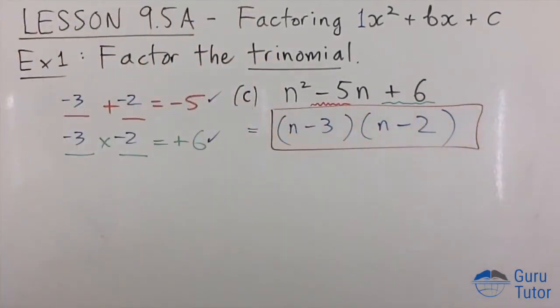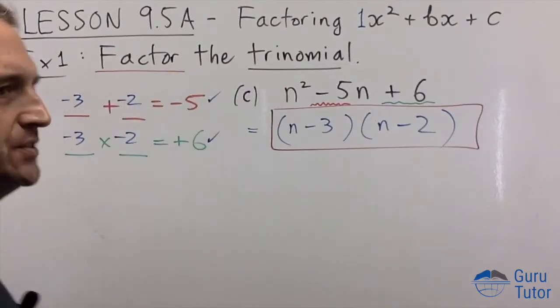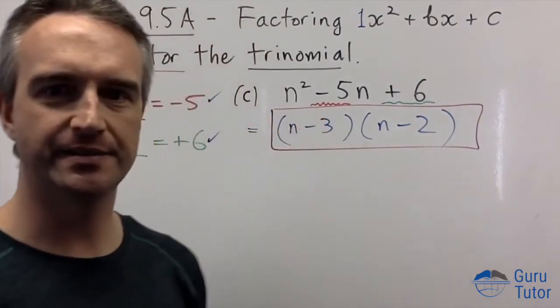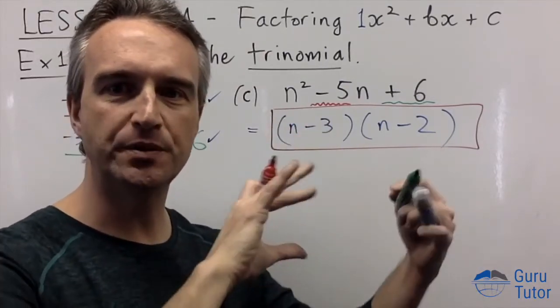So these questions are asking for the factors, factor it. So the answer is just an expression with brackets. Okay, there's no equals zero. There's no n equals anything. It's just the expression with brackets.